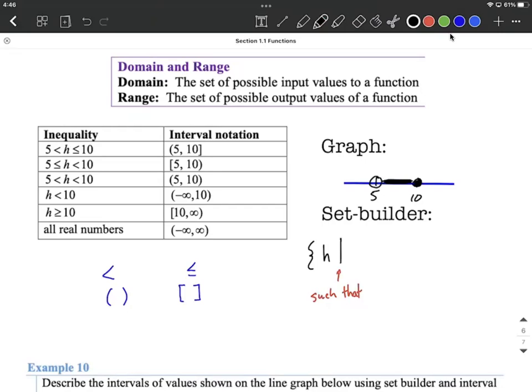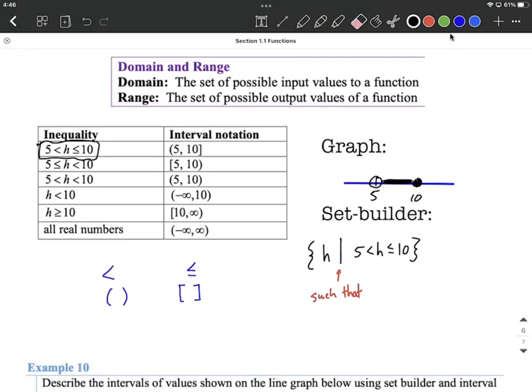Then from there, we're going to take our inequality and cut and paste it after that vertical line. So we say 5 is less than H is less than or equal to 10. Then we finish it up with some more squiggly brackets at the end. To read this off, I'd read it as the set of H such that 5 is less than H is less than or equal to 10. The other way you could say it is the set of values H such that 5 is less than H is less than or equal to 10. And that should get us through it. These other ones are very similar.